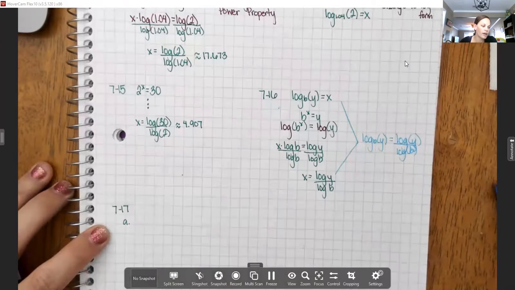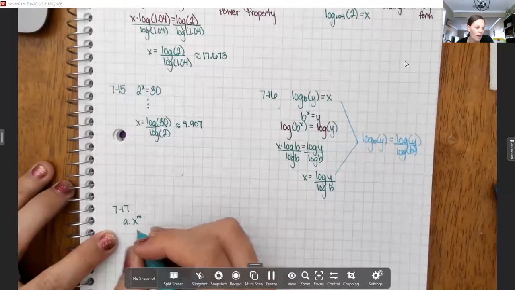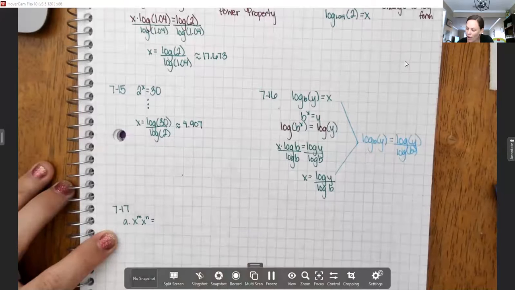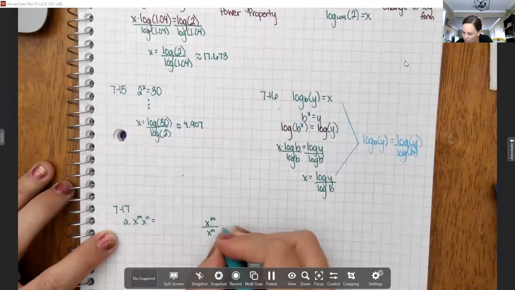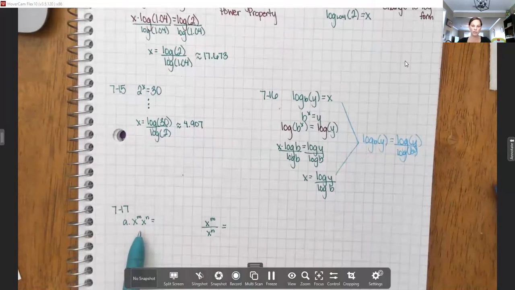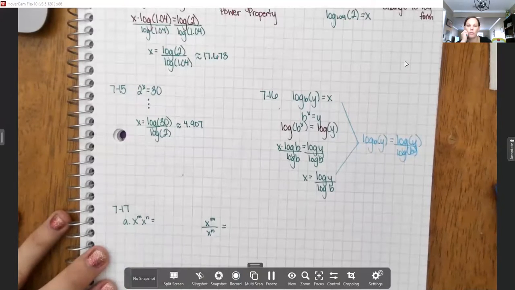Moving on to try to find more log properties or rules, and we'll summarize them all in a minute. Think back to our exponents, back to Math 1, Chapter 1: x to the m times x to the n is equivalent to what? And x to the m divided by x to the n is equivalent to what? So when we multiply, and they have the same base, x to some power and x to some power, what do you do to the exponents? If this said x squared times x to the 7th, what would that be? What do we do to exponents on a multiplication problem?